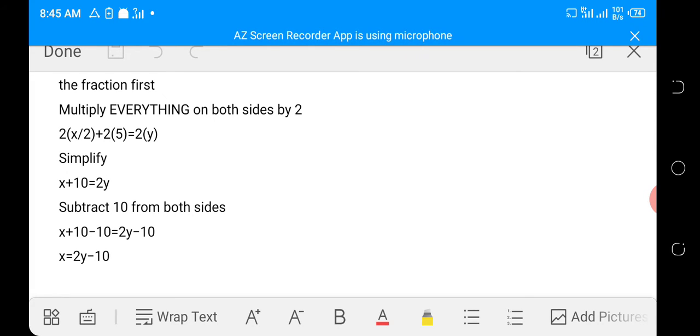Then we undo plus 10 by subtracting 10 from both sides. That will give us x plus 10 minus 10 is equal to 2y minus 10. Solving this, we have x is equal to 2y minus 10. Now, x is the subject of the formula.